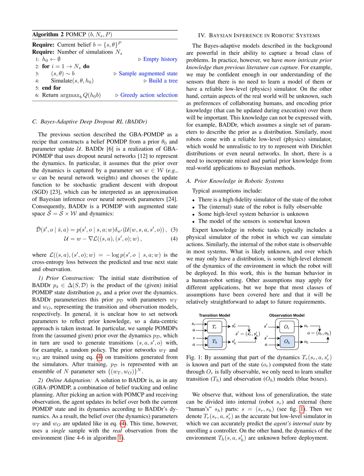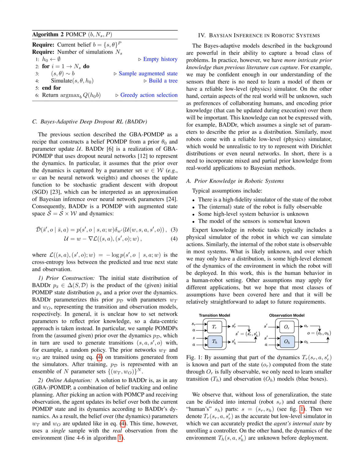Prior knowledge in robotic systems. Typical assumptions include: there is a high-fidelity simulator of the state of the robot. The internal state of the robot is fully observable. Some high-level system behavior is unknown. The model of the sensors is somewhat known.